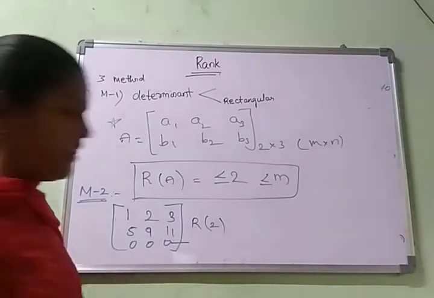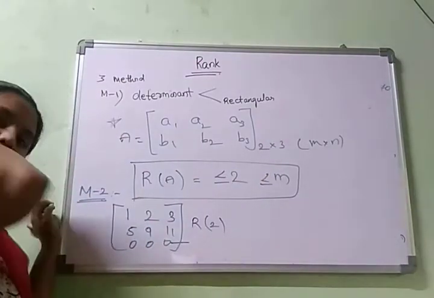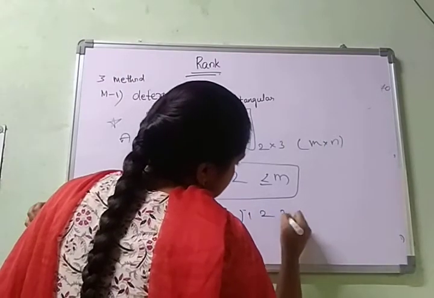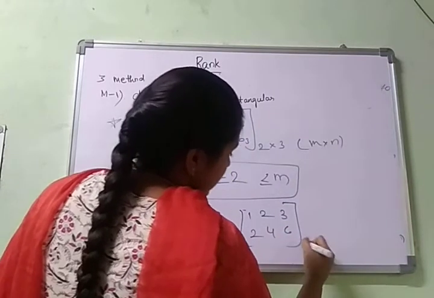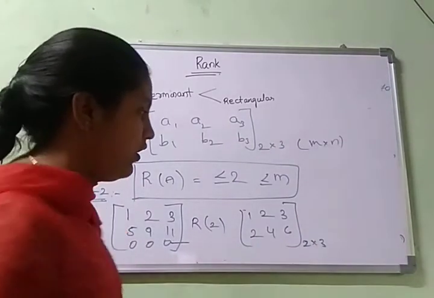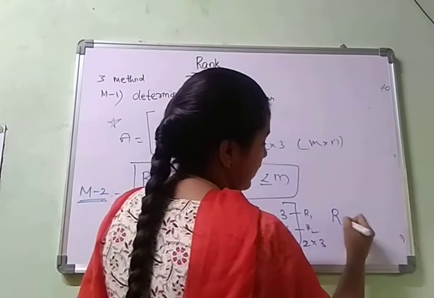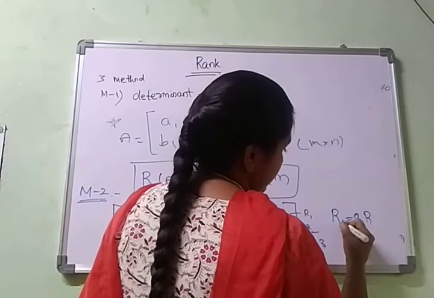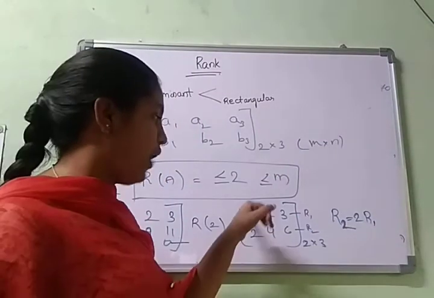And the third one I said is row echelon form. Wait. Before row echelon form, I will tell you one important note. Here, if you have a matrix of 1, 2, 3 and 2, 4, 6, this is a 2 into 3 matrix, right? If you observe, this is row 1 and this is row 2. Row 2 is equal to 2R1, right?